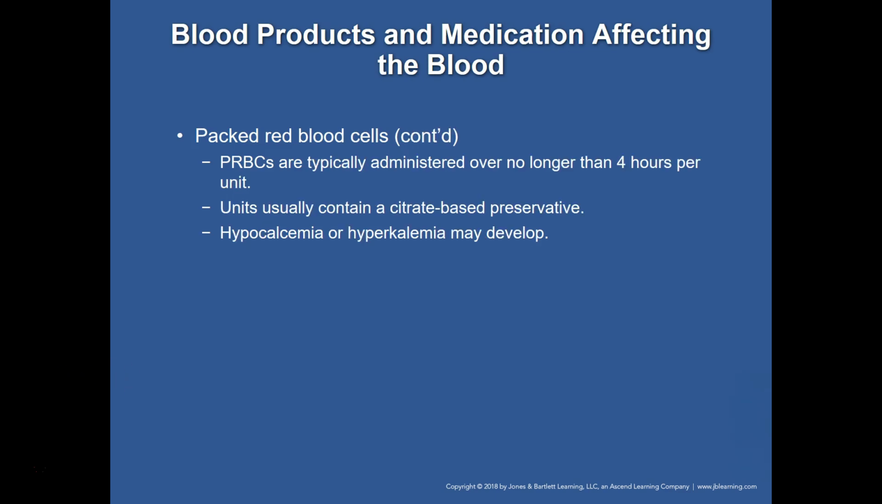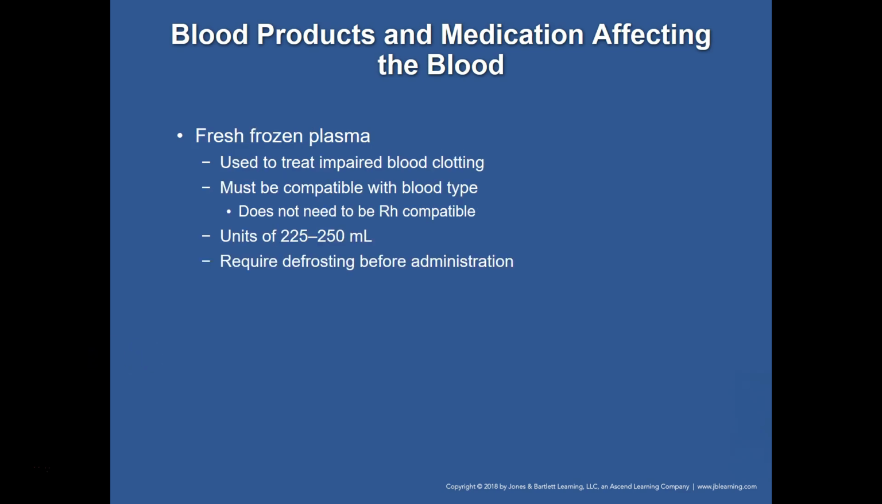So when you leave the hospital, if they've got packed red blood cells hanging and they say, we want you running them at this rate, run them at that rate. Don't be a hero and try to think you got to run them in really, really fast. They're usually over no more than 4 hours per unit. A unit usually contains a citrate-based preservative to keep the blood fresh, so it can hang for that long. But there may be some hypocalcemia or hyperkalemia that may develop because of that.